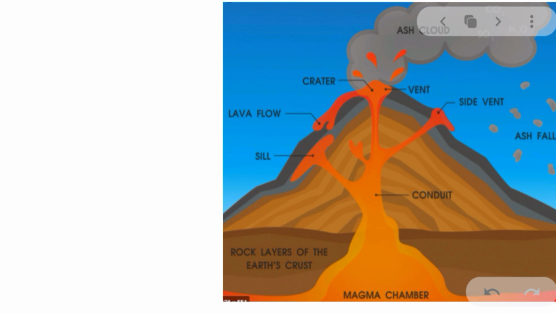We have here the parts of the volcano. We have here the magma chamber, the source of the magma, the conduit, wherein this is the main passageway, and then these are the branches, the sill here, wherein there is no crater, so it just stays there. Okay, side vent, there is a side vent here, and then the main vent, the crater, where the magma will flow, and then here are the lava flows. Okay, these are the lava that flowed from the crater. Then these are the ash clouds. And then these are the ash falls. Okay?